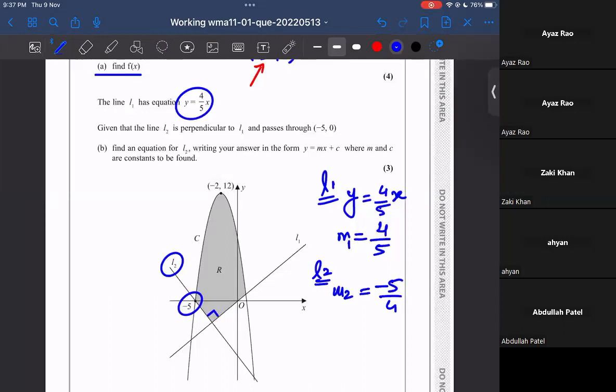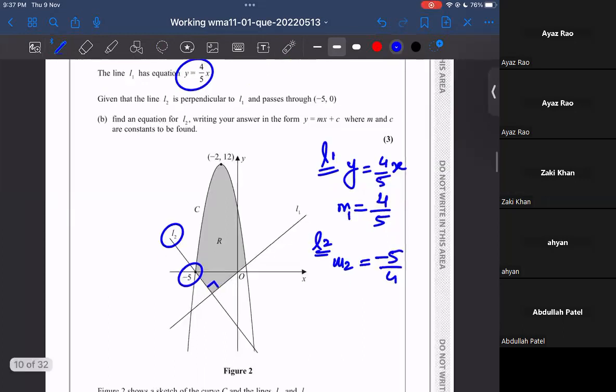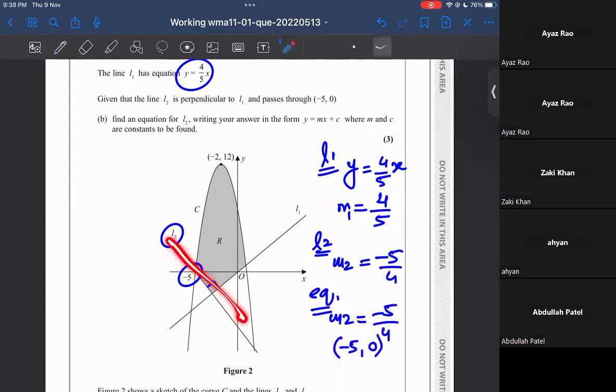Now we have the gradient of the line L2. Obviously we know that for the equation of line L2 we need the gradient and a point. We know the gradient and we know the point minus 5, 0. Look, where is line L2 passing through? Minus 5, 0.